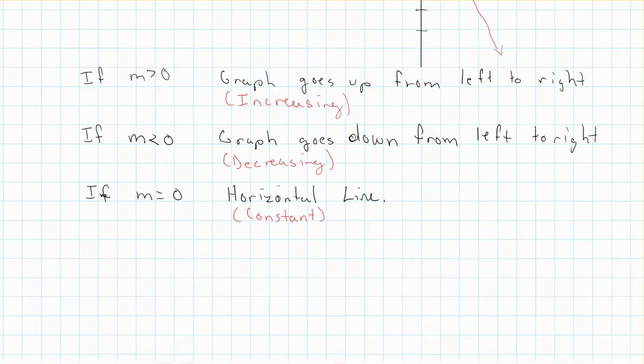And then the other one, which we'll talk about in this section, but we don't have a term for it. And the reason we don't have a term for it is when we talk about functions, this case is actually not a function. If m is undefined, we have a vertical line.